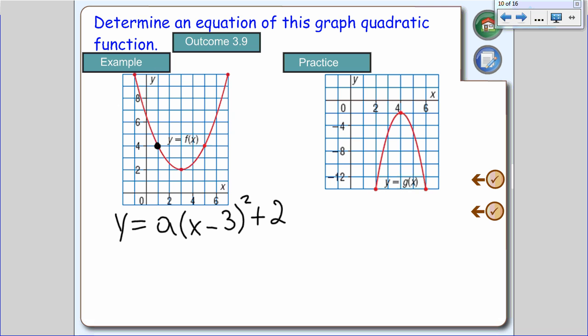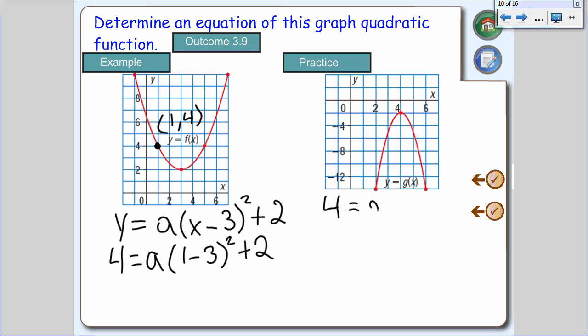So plug those in. y is 4, it's equal to a times (1 minus 3) squared plus 2. That's 4 is equal to a times 4 plus 2. 1 minus 3 is negative 2. Negative 2 squared is 4.